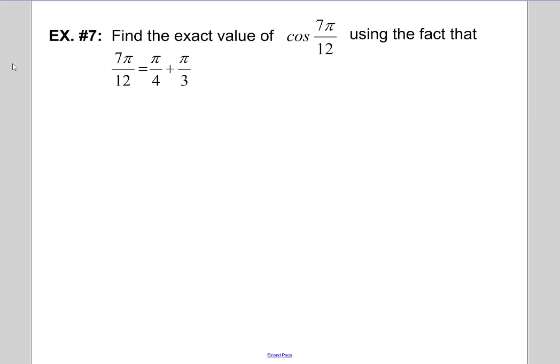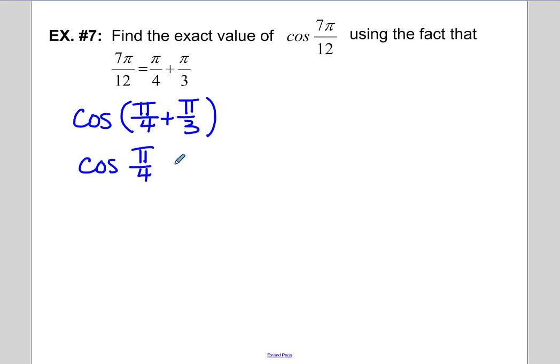So example 7 is one for you to try. And then come back and check that you can expand your cosine of pi over 4 plus pi over 3, which would give you 7 pi over 12. And expanding is cosine, cosine, cosine, cosine, sine, sine. But addition means we subtract when we expand.